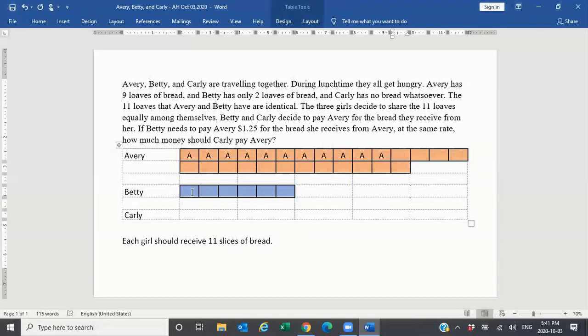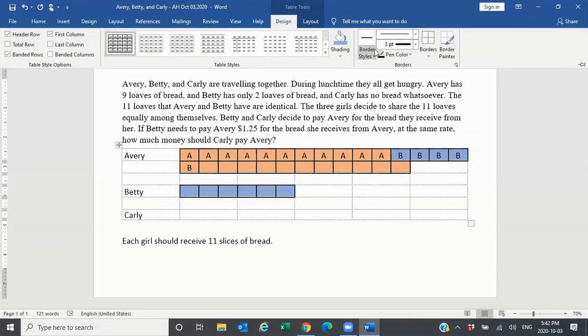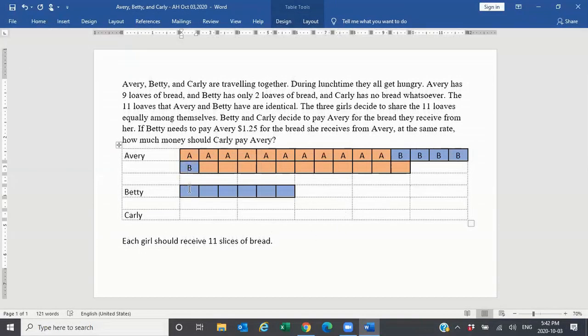Oh, see, Betty has 6 slices of her own. She needs 11. 11 minus 6 is 5, so she needs 5 more pieces of bread. From Avery, of course. That's why she has to pay Avery. Okay, I'm going to make them that blue that Betty has for her bread. Okay, that's not the right thing. There. And of course, we have to mark Betty's own bread with her B.